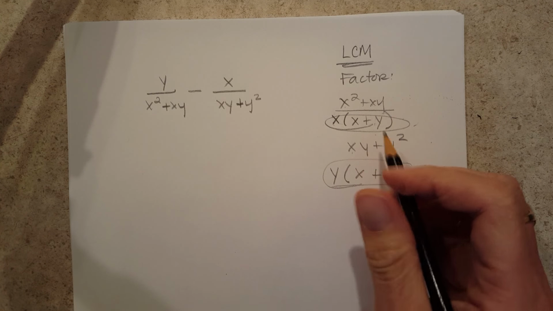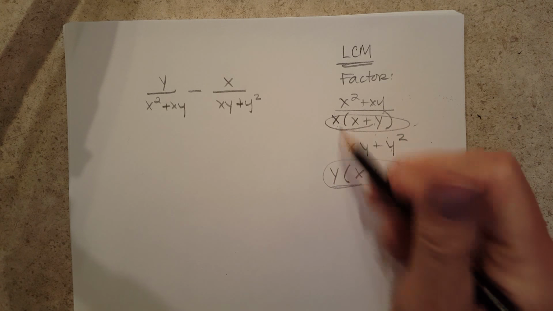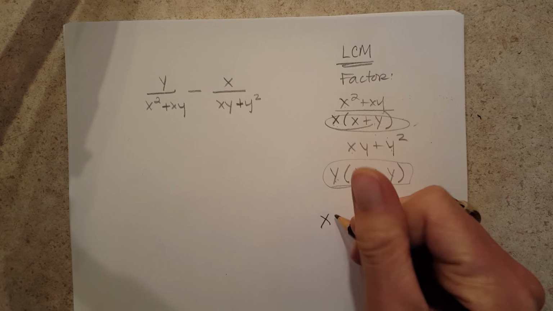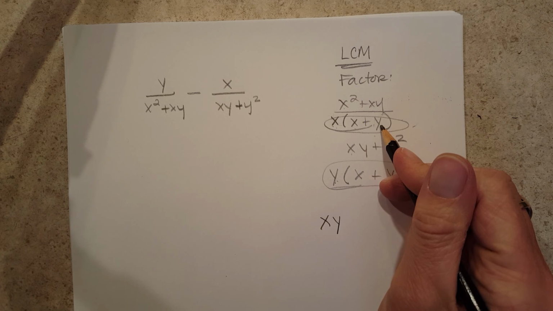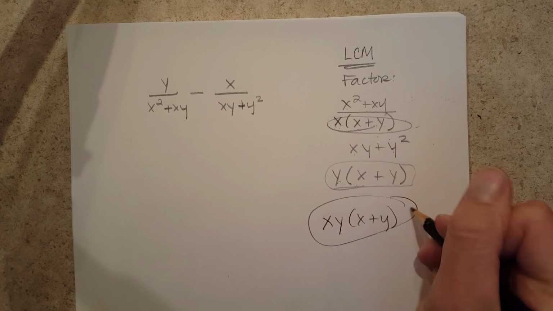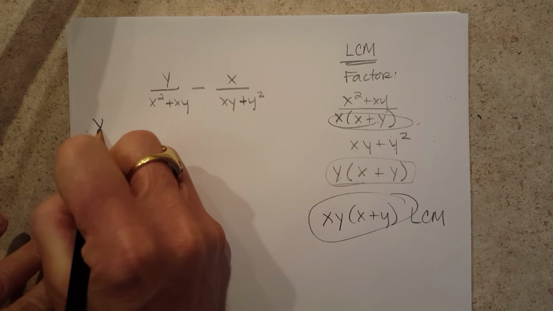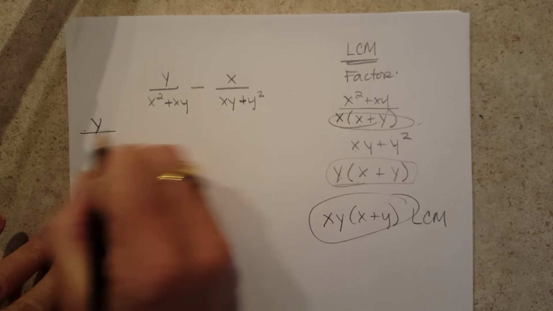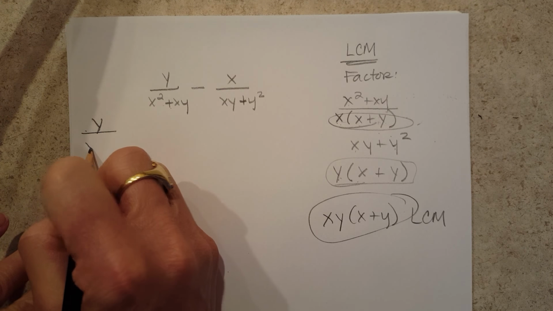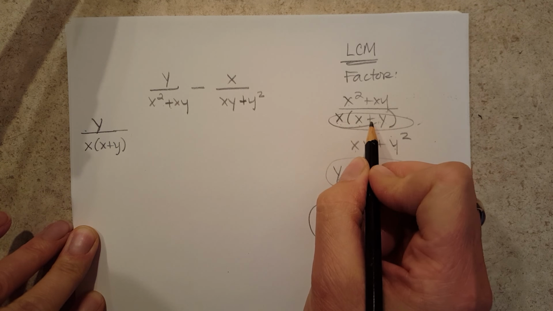LCM is the product of the highest of each factors. So here's an x, no x here, so that's the highest. Here's a y, no y here, so that y is the highest. Here's an x plus y. This one only has 1 as well. So that becomes our LCM. So let's go over here. We're going to rewrite this top one, but when we rewrite this, we're going to write it this way. It becomes more clear what we need to multiply by when we rewrite it in the factored form, okay?